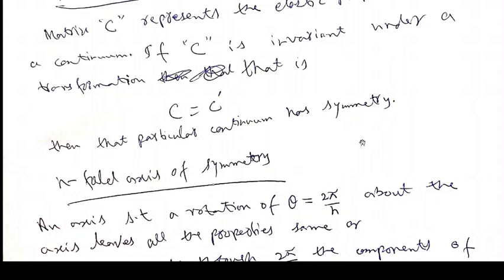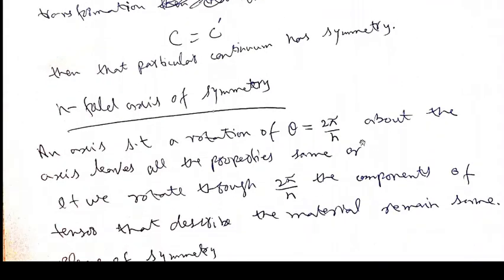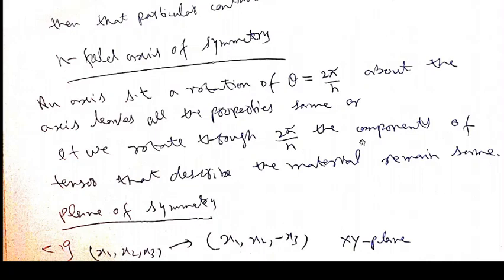Now we have different types of symmetries, such as the n-fold axis of symmetry. This is the definition: an axis such that a rotation by an angle theta equal to 2 pi by n about the axis leaves all the properties the same. If we rotate through 2 pi by n and the components of the tensor that describe the material remain the same, then that axis is called the n-fold axis of symmetry. We take the rotation about a particular axis with an angle of 2 pi by n, and there is no change in the components of the tensor which represents the material, like C. C is the tensor representing the elastic properties of the material.